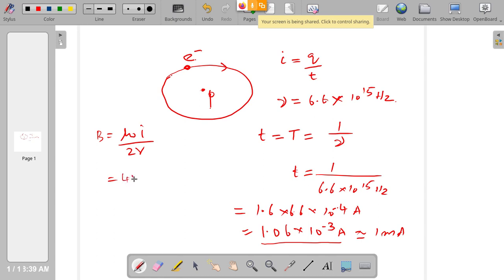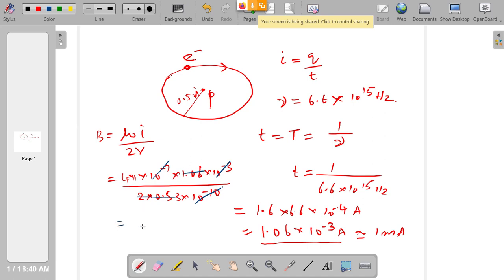So it is 4 pi into 10 power minus 7 into 1.06 into 10 power minus 3 current, divided by 2 into the radius of the path, which is given as 0.53 angstrom, so 0.53 into 10 power minus 10. In the numerator, minus 7 minus 3 is minus 10, so this can be cancelled with the denominator's minus 10. Now 2 into 0.53 is 1.06.